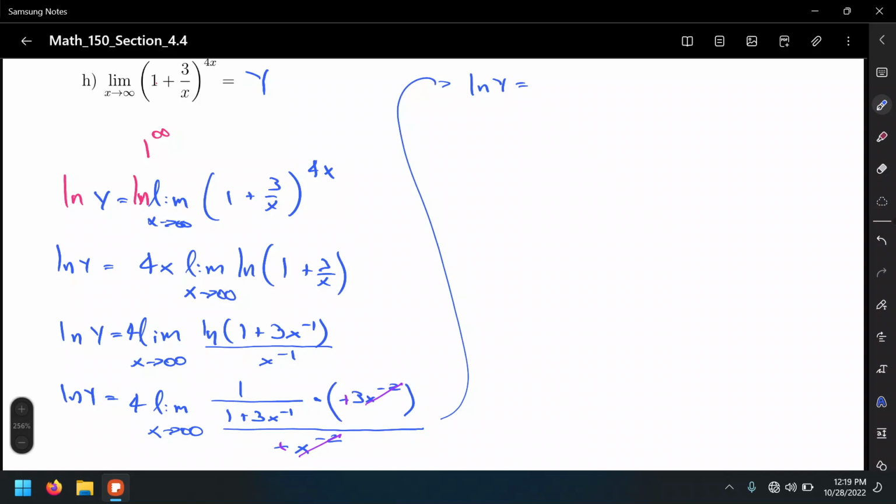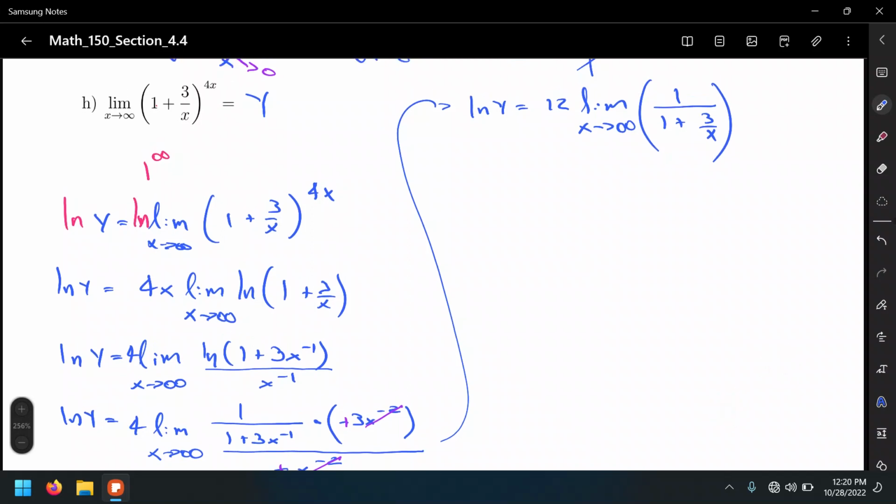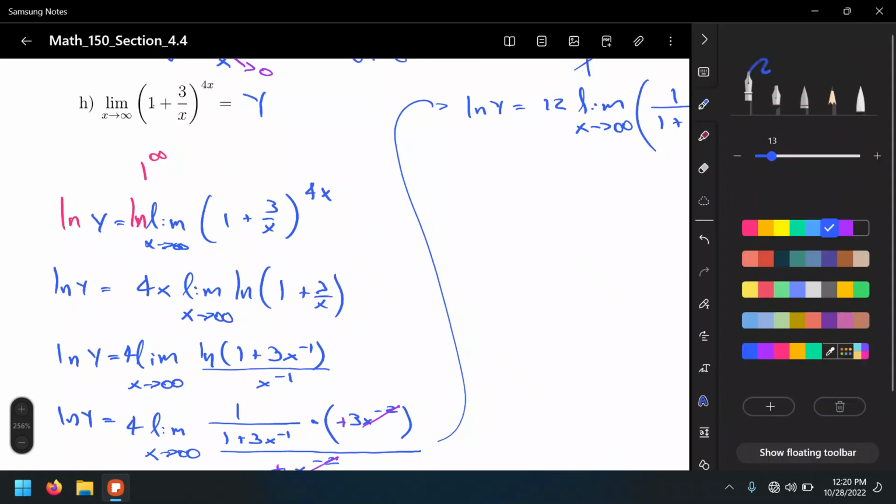So 3 times 4 outside, that's a 12. Limit of 1 over 1 plus 3x to the negative 1, which is the same as 1 over 3 over x, as x approaches infinity. Alright? And in the denominator, well, that's essentially an invisible 1, but do we really need to write that invisible 1? Not really. Okay, so let's focus on the limit on the right hand side of this equation.